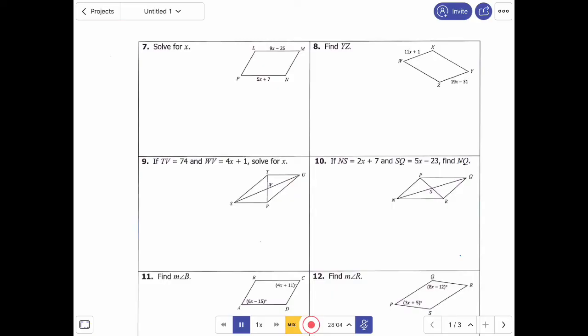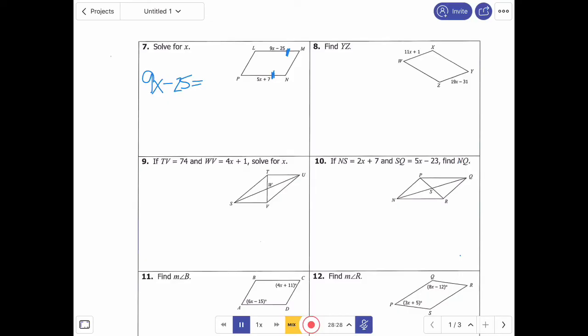So for number 7, I'm solving for x. Really, I'm only told something about this side and this side. But we know that this is a parallelogram, and so that means that both of those sides should be congruent to each other. So the easiest way to solve for x would be to set those sides equal to each other, because they should, in fact, equal each other if they are congruent.